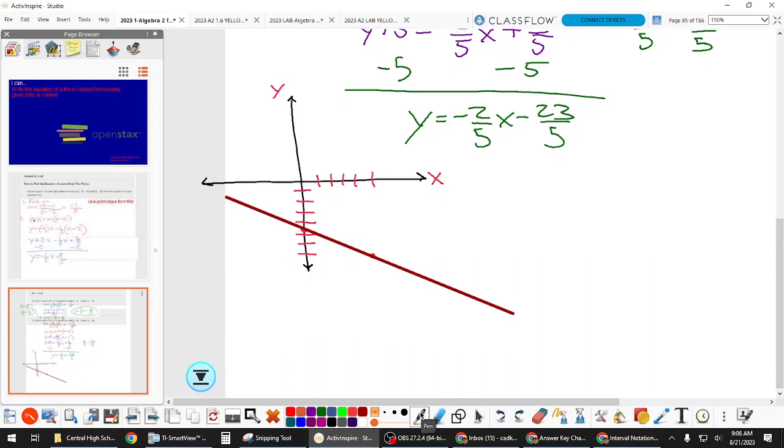Roughly. How do you determine which fraction to start with? Well, what do you mean by start with? He asked, how do you determine which fraction to start with? Well, you place that first point, if he had negative 23 over 5. Why couldn't I just choose negative 2 over 5? Okay, so let's get real clear on this. This is really important to understand.